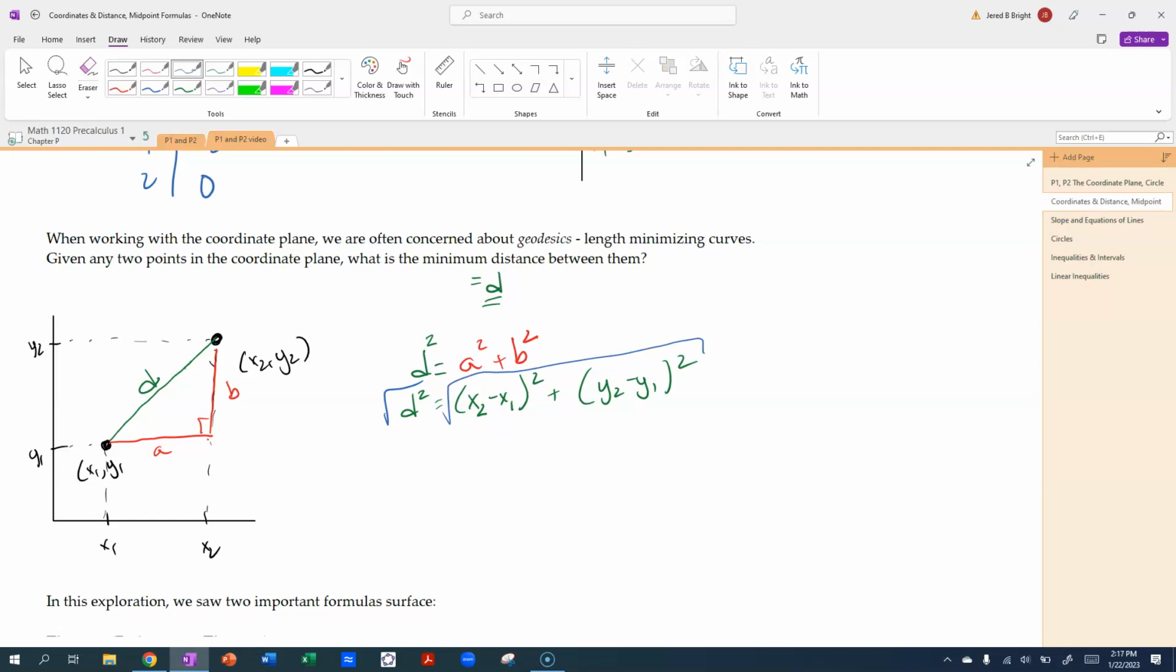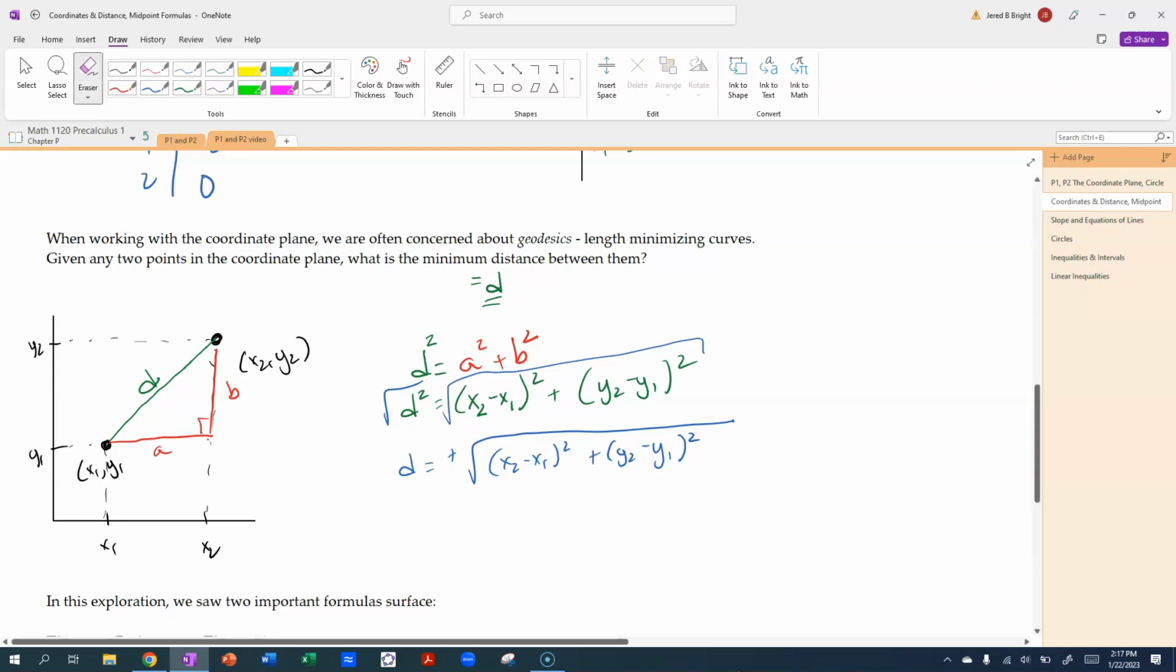And technically, if I do d, whenever I introduce a square root, I need the plus and minus, okay? The square root of x2 minus x1 all squared plus y2 minus y1 all squared. So when you introduce a square root, you need the plus and minus. However, when we are doing a distance, it can never be negative, so we just go with the positive, okay? So we get that handy-dandy formula.